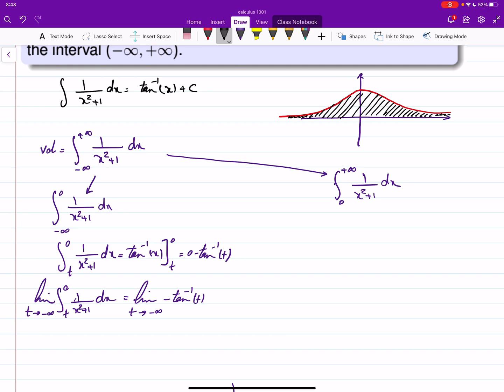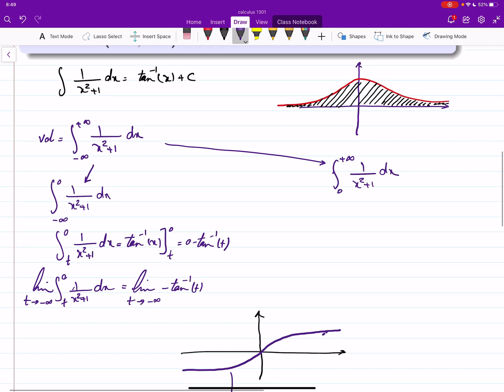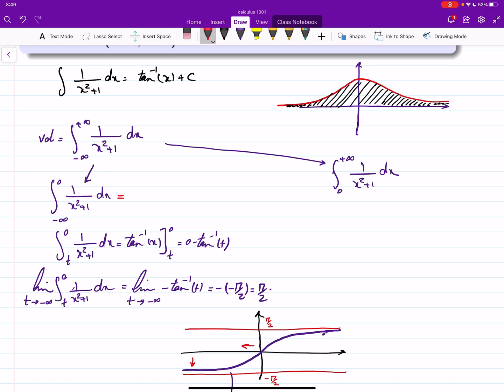Here it's good to have the graph of tan inverse. Graph of tan inverse, you should keep in mind this graph. It has two horizontal asymptotes, one at negative pi over 2, the other one at pi over 2. But when t goes to negative infinity, it goes to negative pi over 2, yes? There is a negative there also, so this will be just pi over 2. So yes, this guy is convergent and its value is pi over 2.